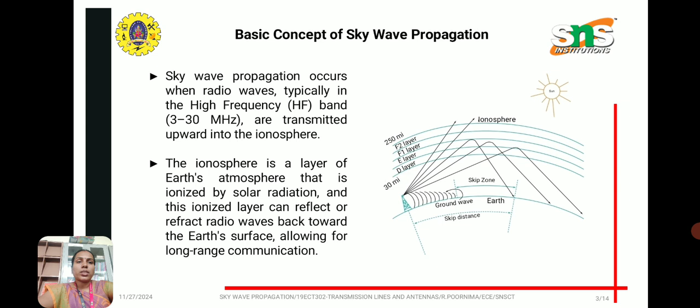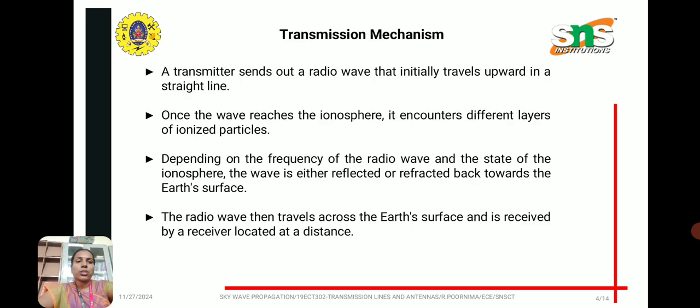So the basic concept of skywave propagation: it occurs when radio waves, especially in the high frequency band, 3 to 30 MHz, are transmitted upward into the ionosphere. The ionosphere is a layer of Earth's atmosphere that is ionized by solar radiation, and this ionized layer can reflect or refract the radio waves back toward the Earth's surface, allowing for long range communication.